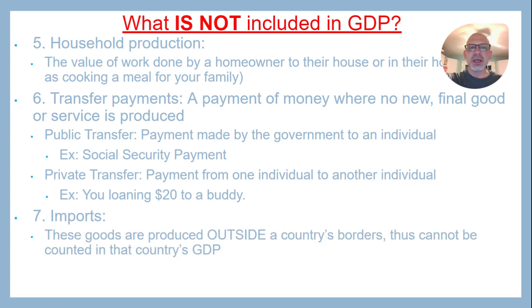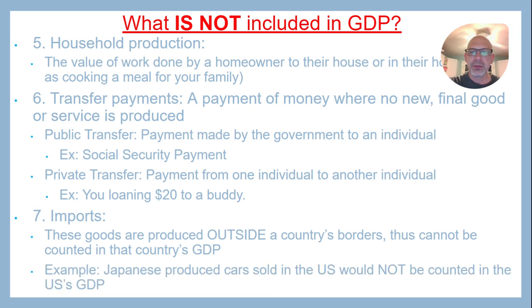And then finally, imports. I mentioned this already. Part of the definition of GDP is within a country's borders. So if something is produced outside the U.S. but comes in and we buy it, it was produced outside the U.S., so it can't be counted in the country's GDP. Japanese produced cars sold in the U.S. would not be counted in the U.S.'s GDP because they were produced in Japan and sent over here.